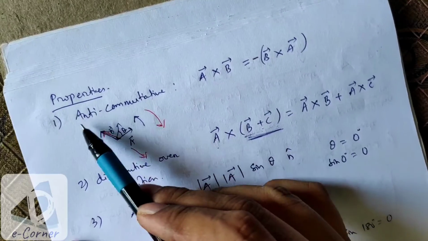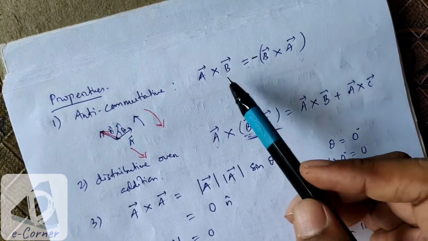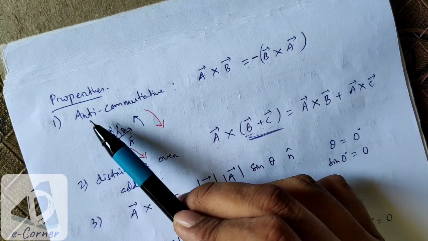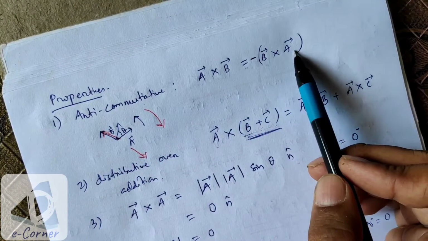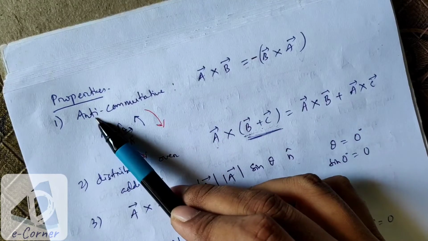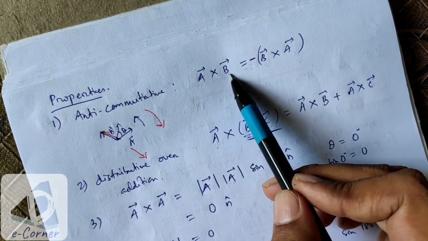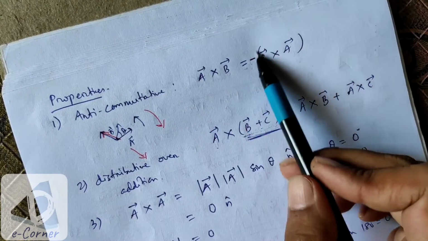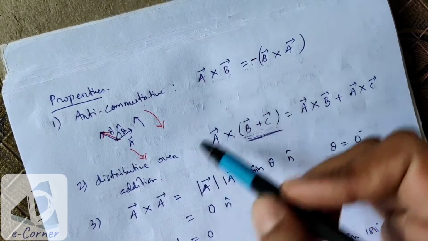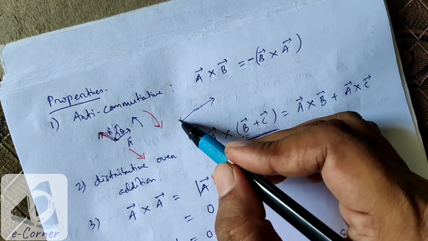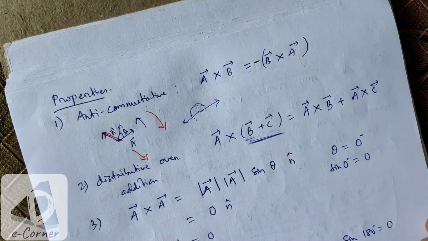Now the properties. First one is anti-commutative. Scalar product is commutative, but vector product is anti-commutative. That means A cross B is equal to minus of B cross A. Why is it negative? Why is it anti-commutative? Because it has direction. Suppose this is the direction of A cross B, then the direction of B cross A is opposite, 180 degree to it. So suppose this one is A cross B, then this is your B cross A, 180 degree, or we can say it is the negative of that one.